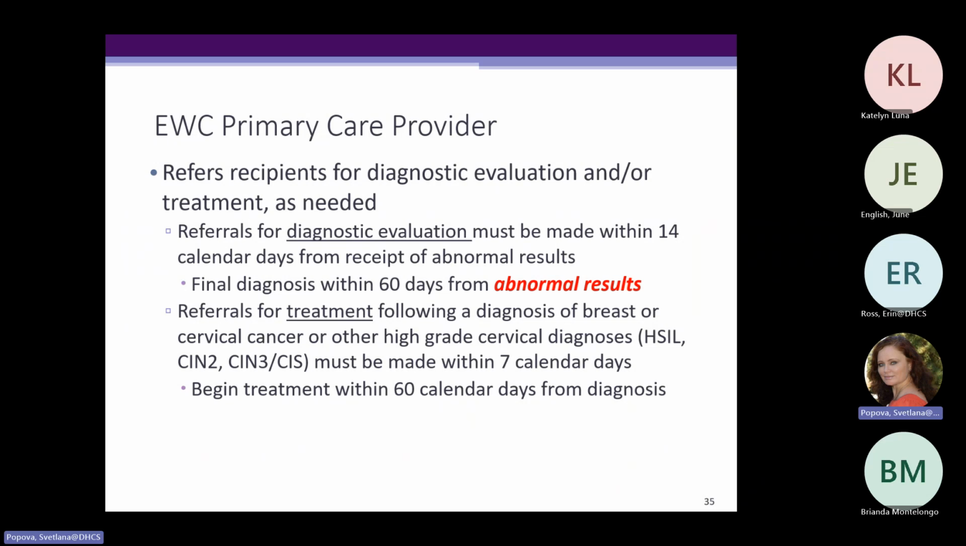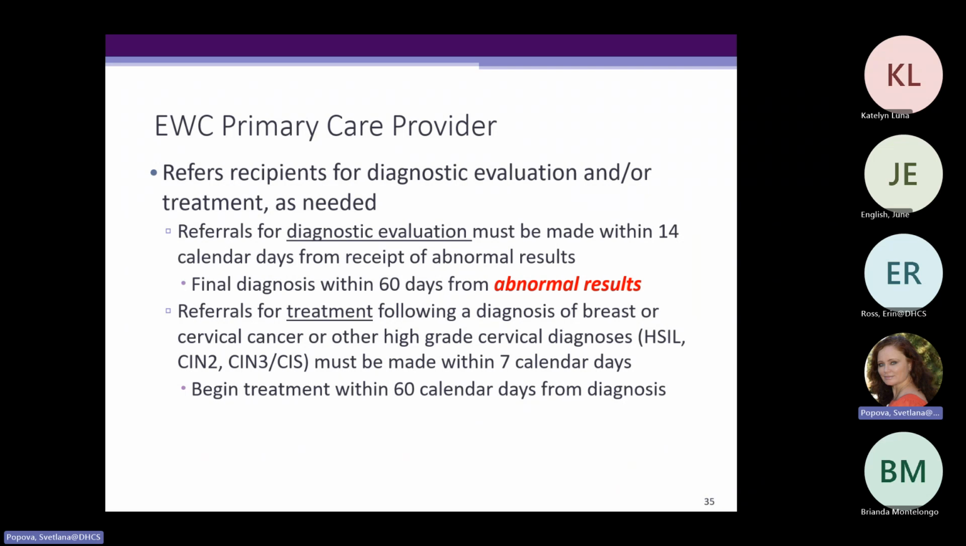So also, EWC primary care providers refer recipients for diagnostic evaluation and treatment as needed. Referral for diagnostic evaluation should also be done within 14 calendar days from the receipt of abnormal results. Although we're not calling it CPPI right here, the final diagnosis should be reached within 60 days from abnormal results. That's one of our quality standards, or CPPI standard.